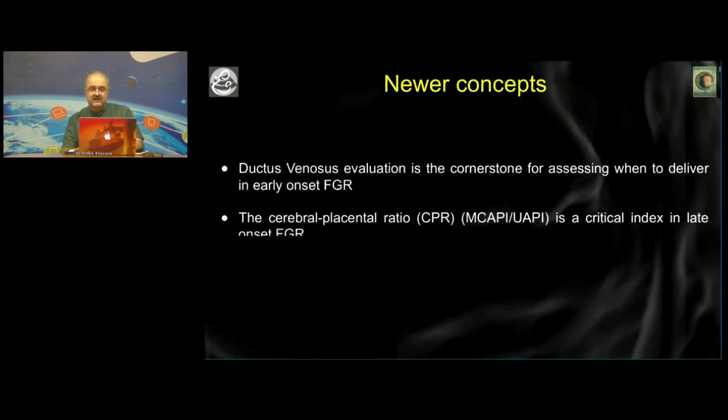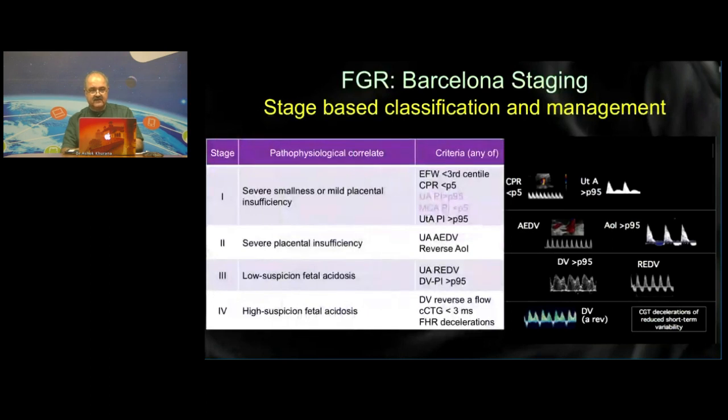Do remember that in terms of decision making, ductus venosus evaluation is the cornerstone for assessing when to deliver in early onset growth restriction, and the cerebroplacental ratio is a critical index in late onset FGR greater than 32 weeks. There are these criteria, or classification, that we like to follow, with stage 1, 2, 3, and 4, depending on what is missing. In fact, you notice in the right-hand column, the pink ones have disappeared, so we no longer use just the umbilical artery PI or the MCA PI, we actually use the CPR and the uterine artery PI.